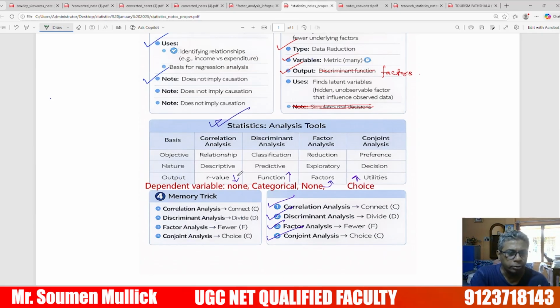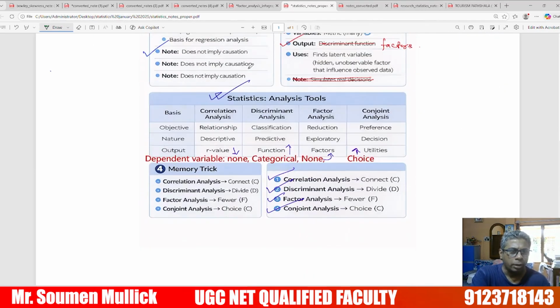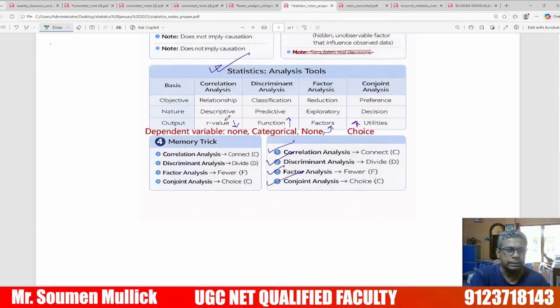What is the output? In the case of correlation analysis, the output is the R value, and this is the formula of the R value. Next, in discriminant analysis, the output is a function. In factor analysis, the output is the factor. In conjoint analysis, the output is the utility.